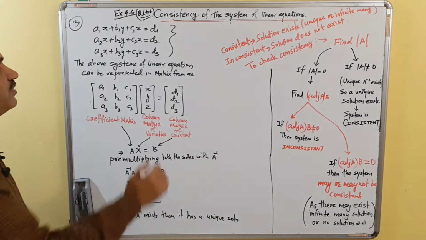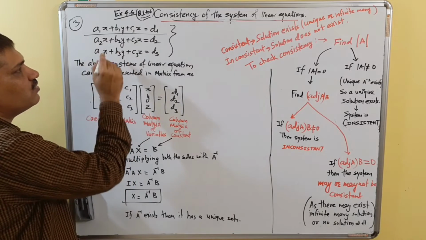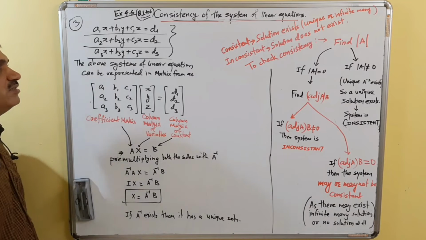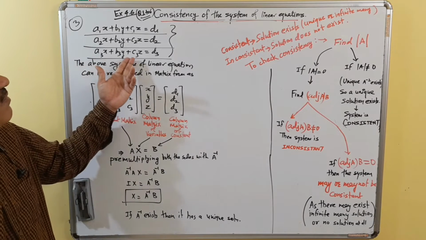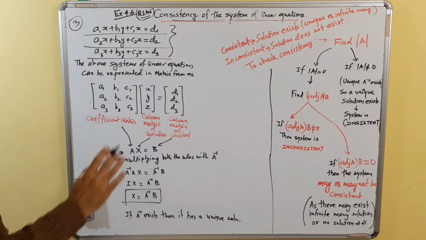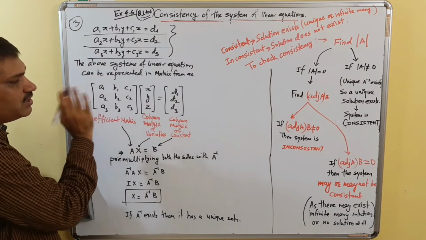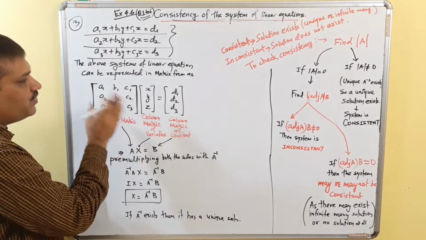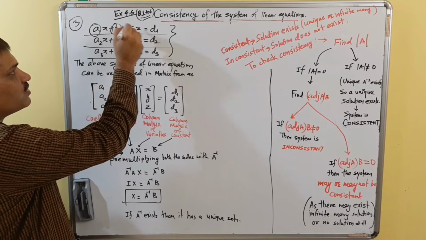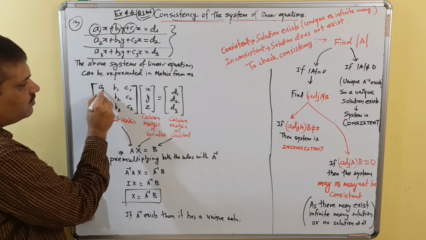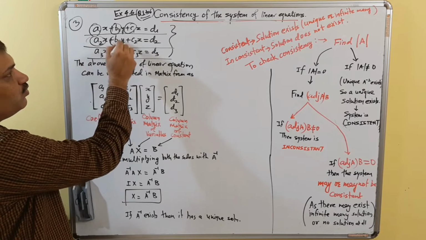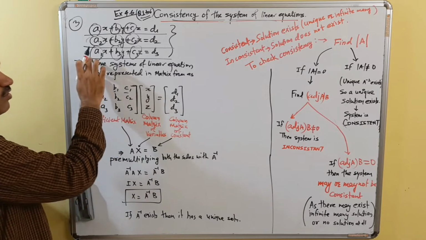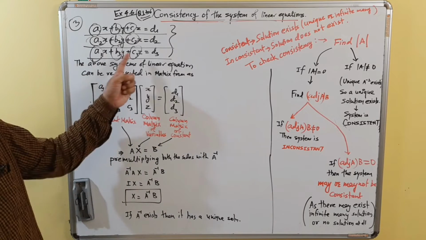Well, so here we have a1x plus b1y plus c1z is equal to d1. The second equation is a2x plus b2y plus c2z is equal to d2, and a3x plus b3y plus c3z is equal to d3. This system of linear equations can be represented in a matrix. How? Simply, we make a coefficient matrix, that is the coefficients of x, y, z with sign. The first equation's coefficients are written in the first row, a2, b2, c2 in the second row, and in the third row we write the coefficients of x, y, z of the third equation.